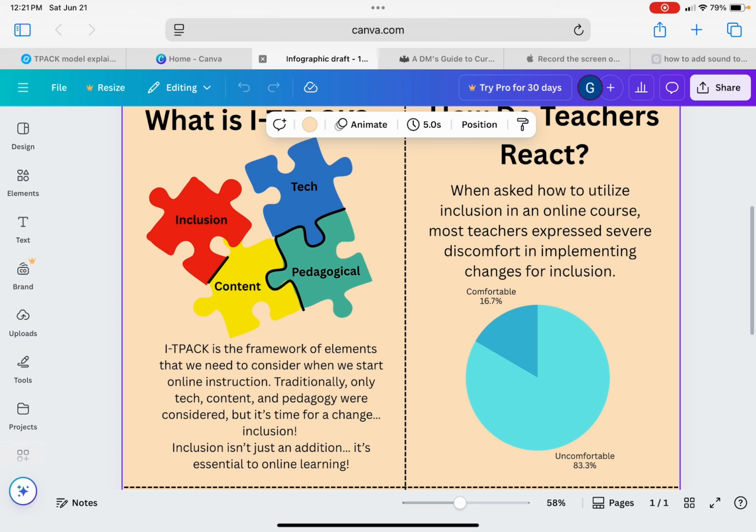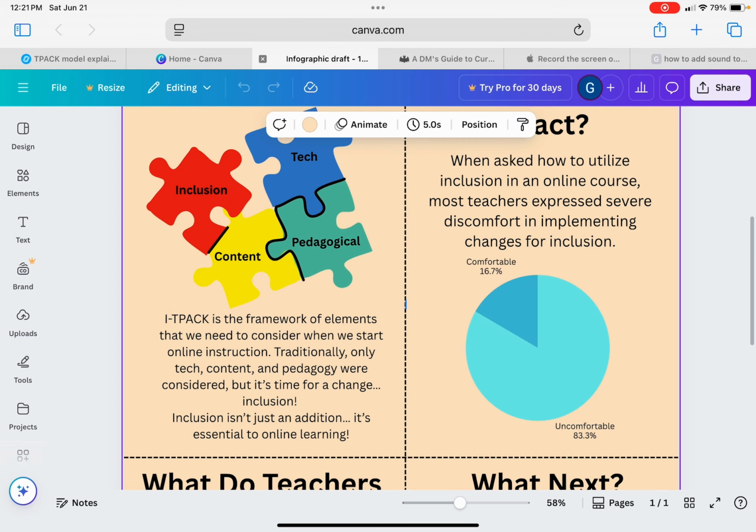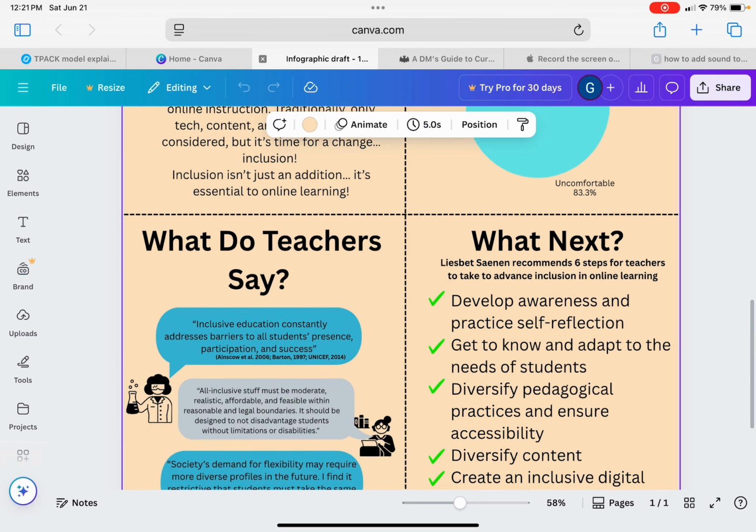I wanted to keep the colors pretty similar but also different from the one on the left. So I used this very light blue color with this brown background. I think the brown background was a great choice. This pale brown made everything easy to read, especially with this change of colors. I think this definitely shows just how uncomfortable teachers are in general.